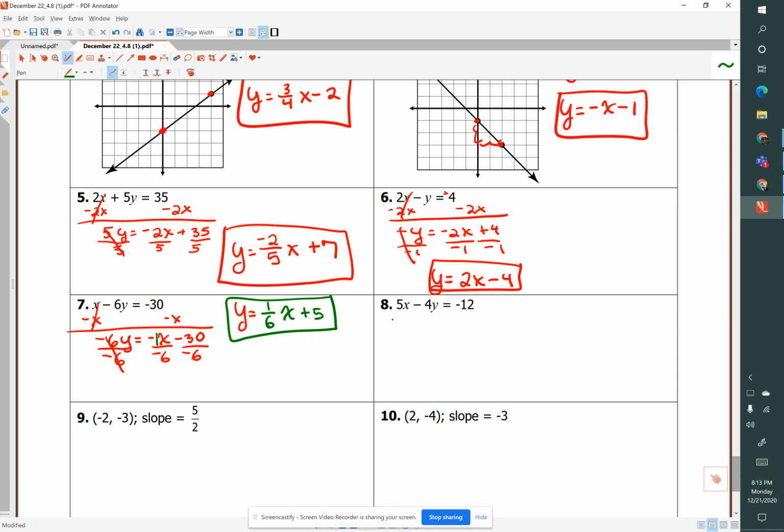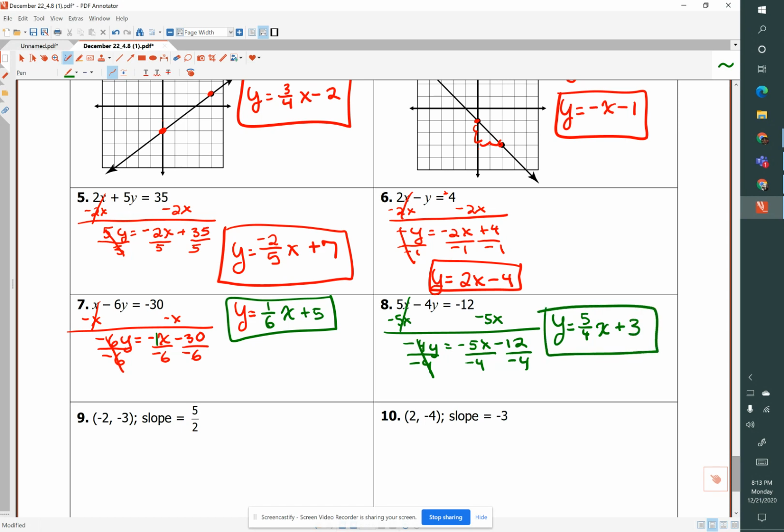And number 8, we'll subtract 5x from each side to leave us with -4y equals -5x minus 12. We'll divide everything by -4 to give us y equals, now negative divided by negative is a positive, so we have positive 5/4 x plus 3, because 12 divided by 4 is 3, and a negative divided by a negative will produce a positive.